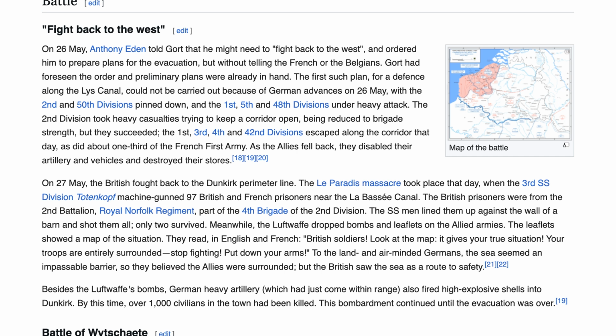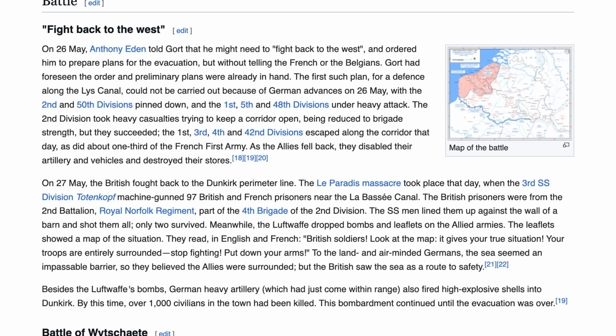Meanwhile, the Luftwaffe dropped bombs and leaflets on the Allied armies. The leaflets showed a map of the situation. They read, in English and French, "British soldiers. Look at the map. It gives your true situation. Your troops are entirely surrounded. Stop fighting. Put down your arms." To the land and air-minded Germans, the sea seemed an impassable barrier, so they believed the Allies were surrounded. But the British saw the sea as a route to safety.